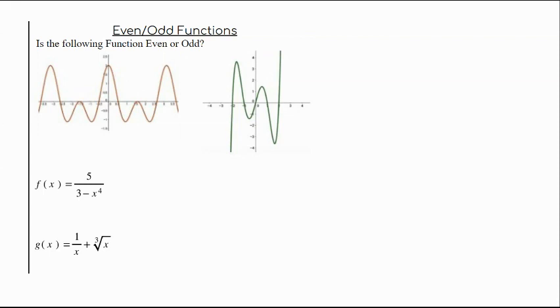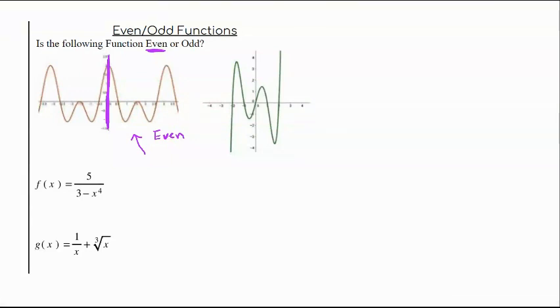The graph is usually pretty easy. For this first one, what we're looking for is that if it's even, it is symmetrical over the y-axis, meaning that if I were to fold a piece of paper over this purple line here, it should land on itself. In this case, it is even, because if we fold that over, it lands on itself. It is symmetrical over the y-axis.